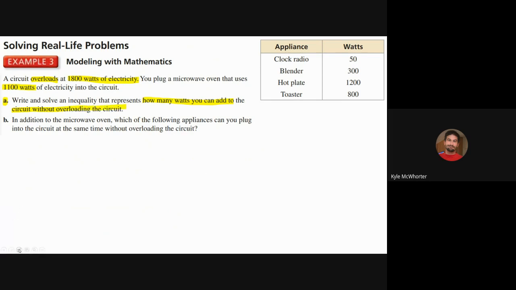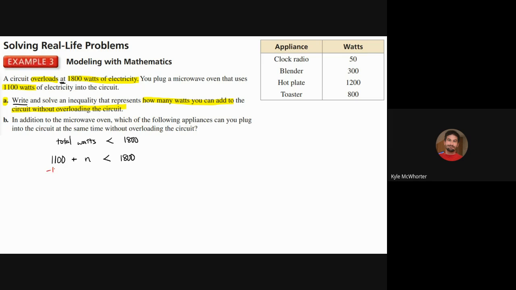Okay, so right now our circuit overloads at 1,800 watts. So that means that our total watts has to be less than 1,800, because if it's at 1800, then the circuit overloads. So right now, the microwave would use 1100 watts. So 1100 watts plus the number of watts we can add would have to be less than 1800. So there I wrote my inequality. So now I just need to solve it.